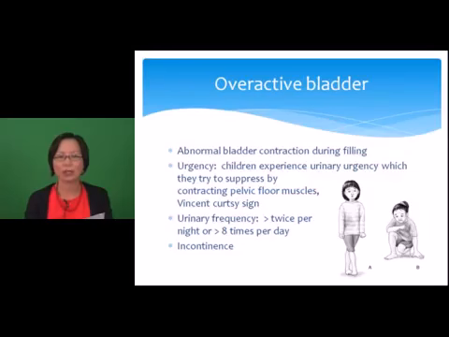They can do things like contracting their pelvic floor muscles, like the child in figure A, by crossing their legs, or what is known as the Vincent curtsy sign, where they crouch down and press their heel, typically on the perineal floor, to stop themselves from wetting. Children with overactive bladder tend to have significant urinary frequency, usually going more than twice per night or more than 8 times per day.